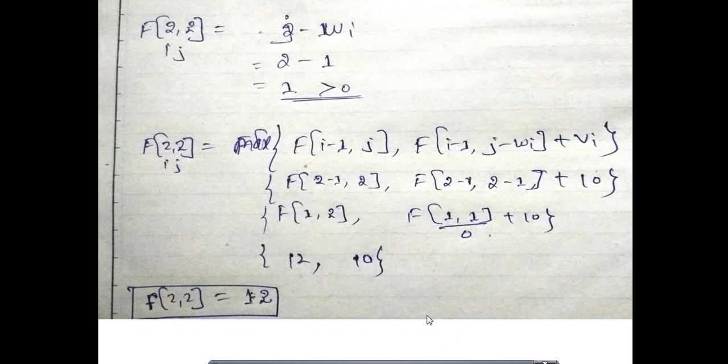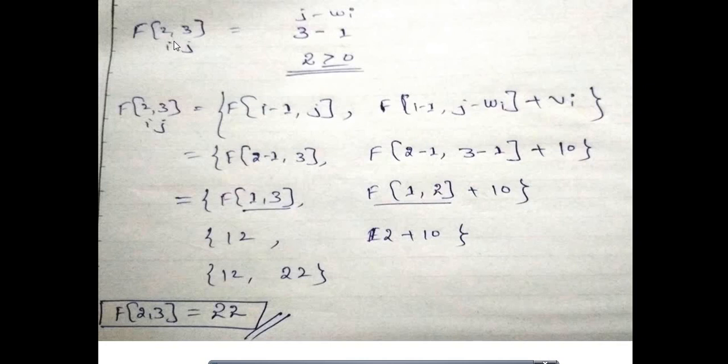Now 2 comma 2. J value is 2, Wi value is 1, so 1 greater than 0, yes, true, use this formula, F 2 minus 1, 2. So solve it yourself, you will get it easily, there is no difficulty in these equations. Just write down Wi, Vi and always check the conditions, that's it. Then update F of 2 comma 2, second row second column value is 12.